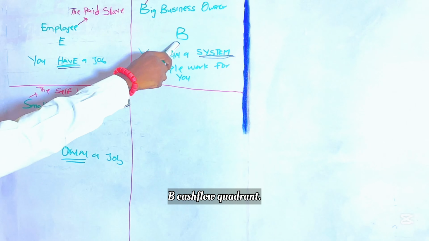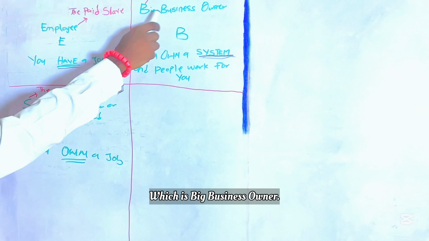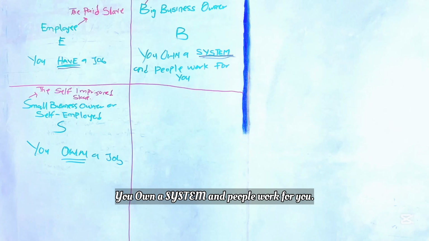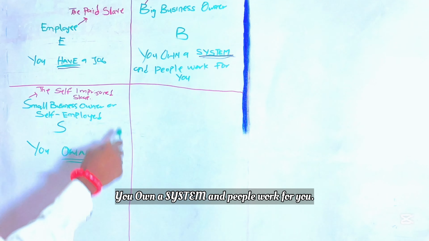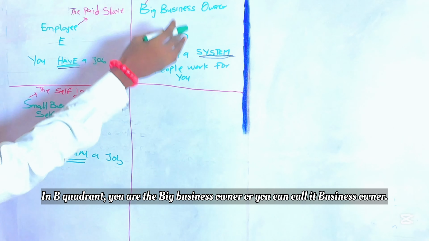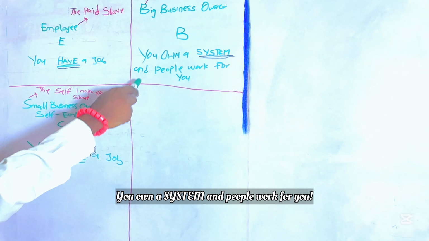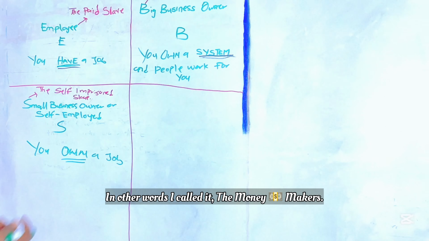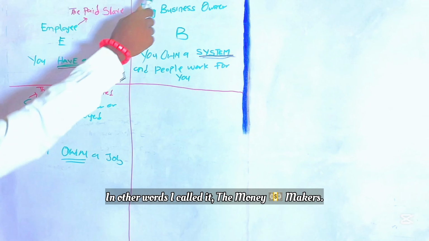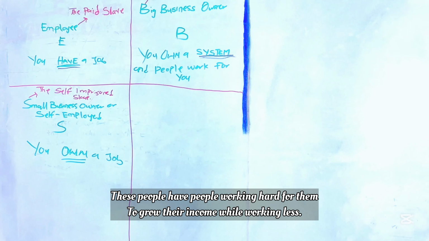The B cash flow quadrant. B quadrant is the big business owner. You own a system and people work for you. In the B quadrant, you are the big business owner, or you can call it business owner. You hold a system and people work for you. In other words, I call it the money makers. These people have people working hard for them to grow their income while they work less.